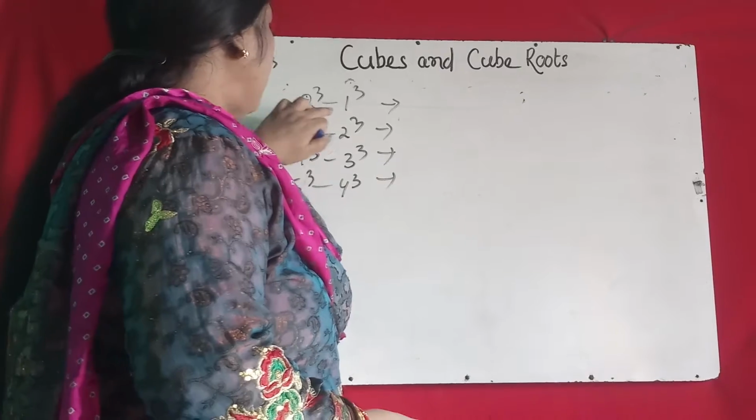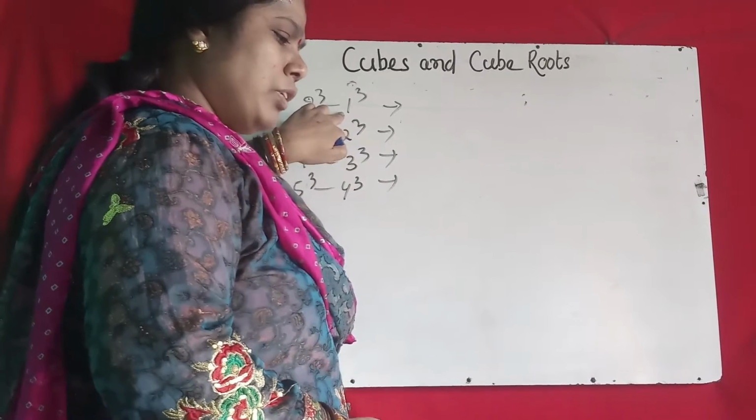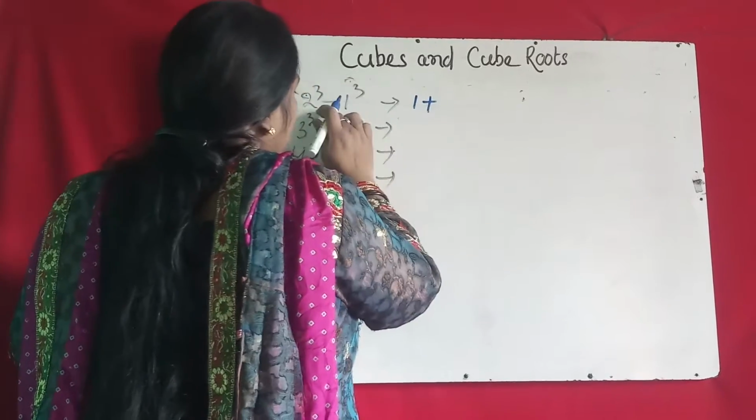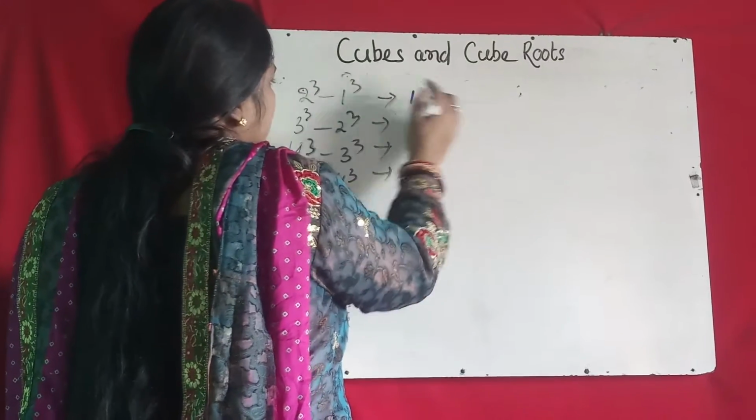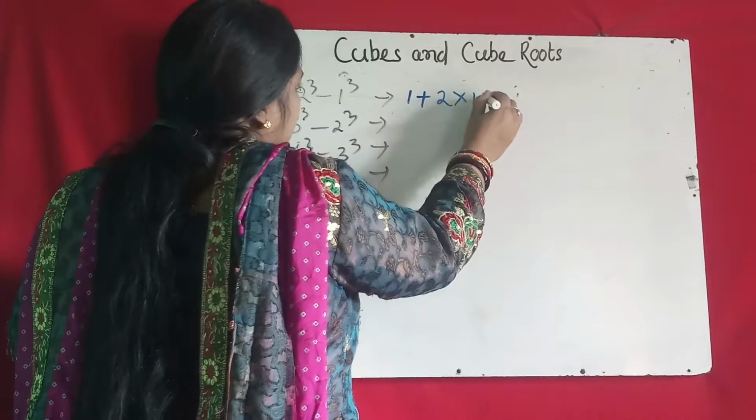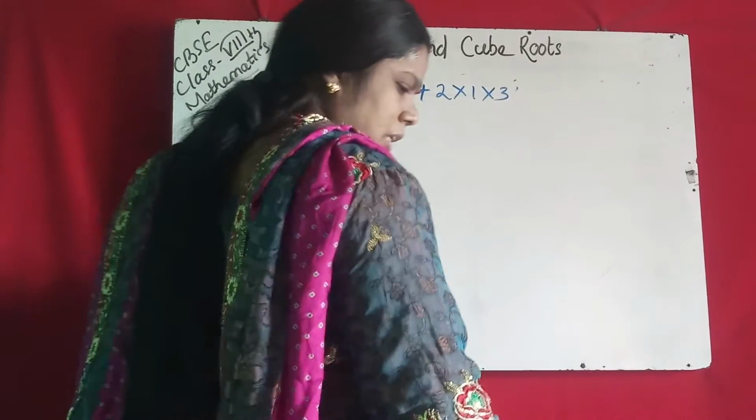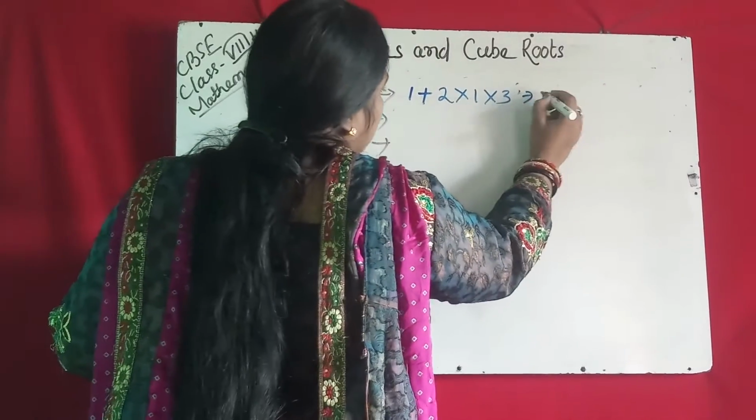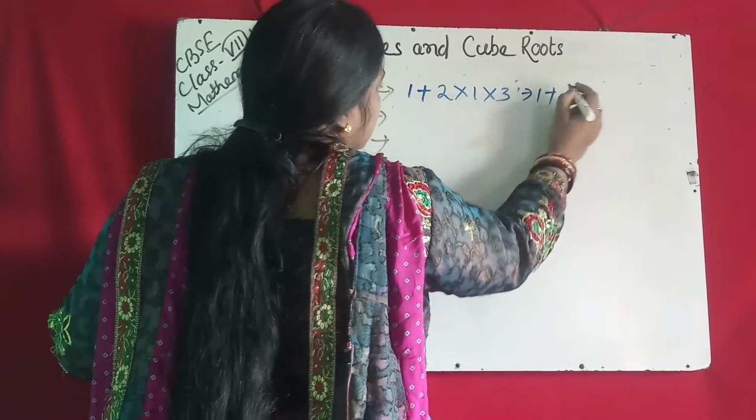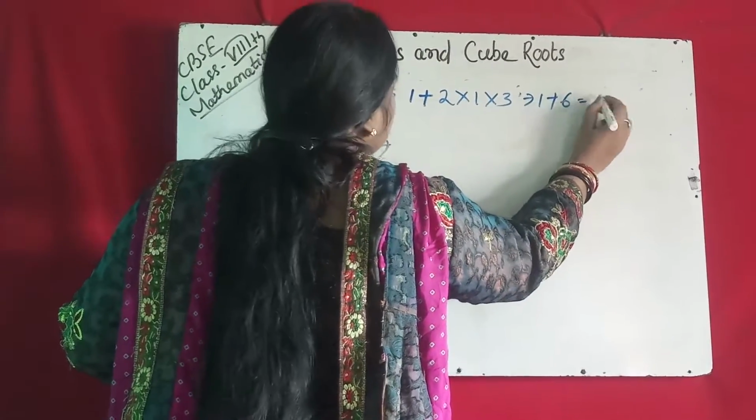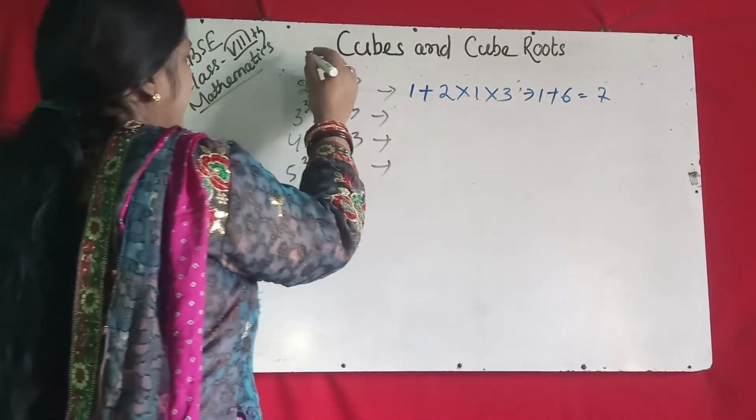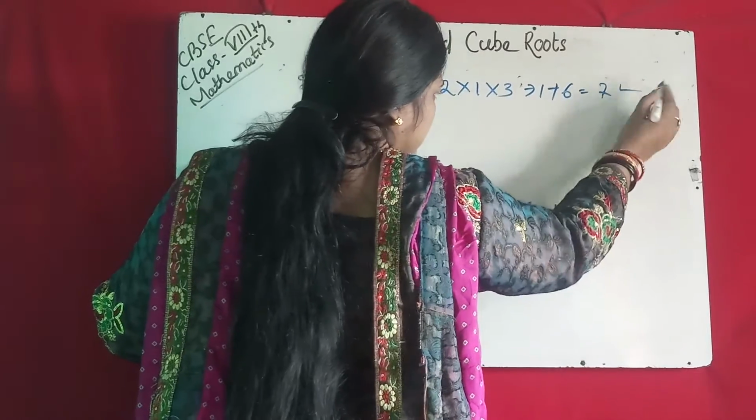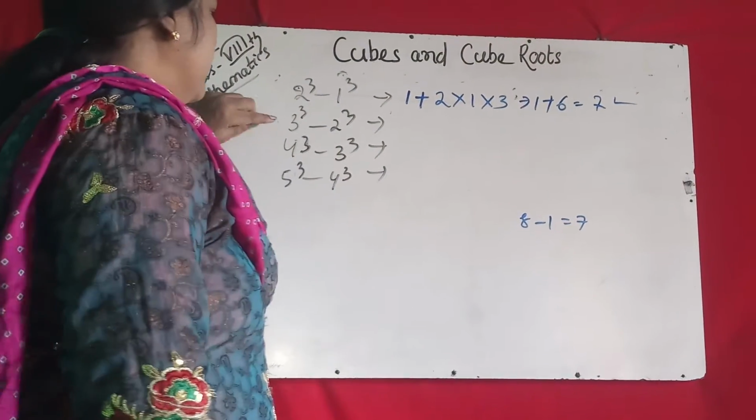Suppose here 2 cube minus 1 cube. The formula is: you first take 1, then add 2 into 1, here the 2 numbers, 2 into 1, and again 2 into 1 into 3. Then you will get the answer. How much is it? 1 plus 2 ones are 2, 3 times is 6, equal to 7. 2 cube is 8, 8 minus 1 equal to 7. This is the answer.